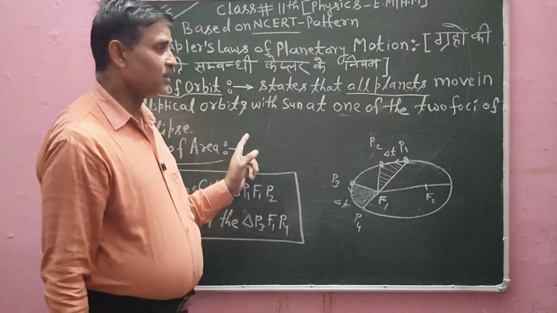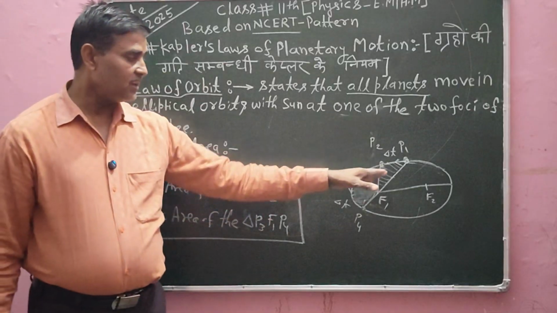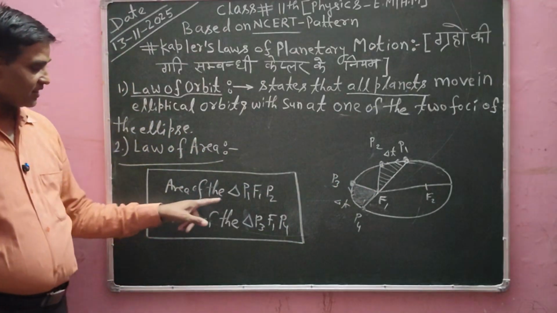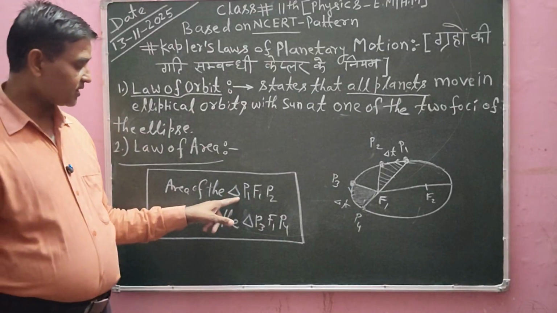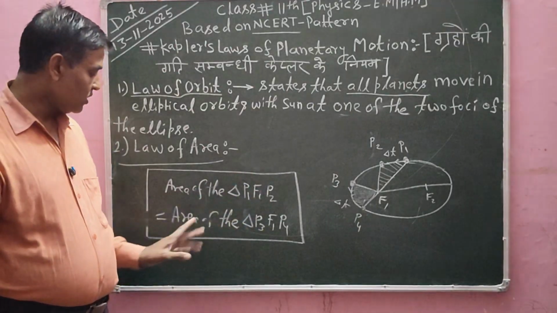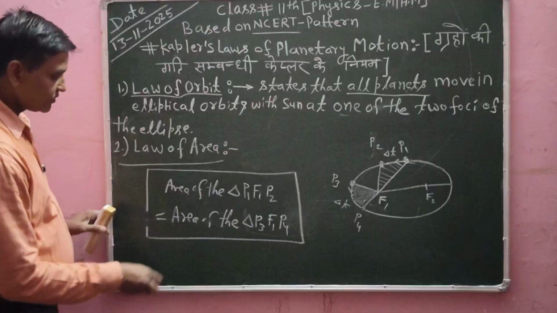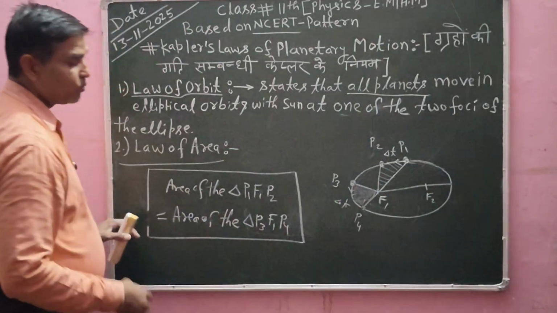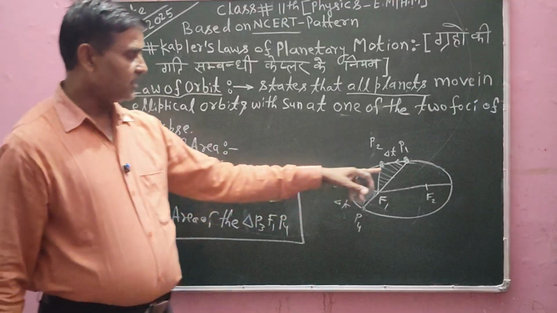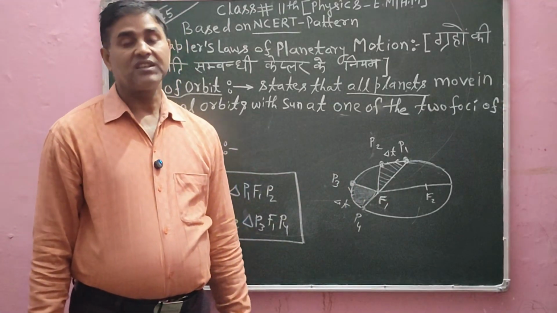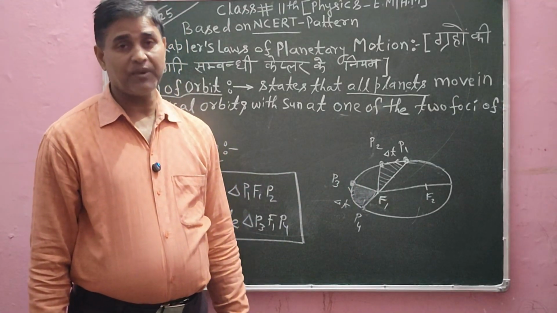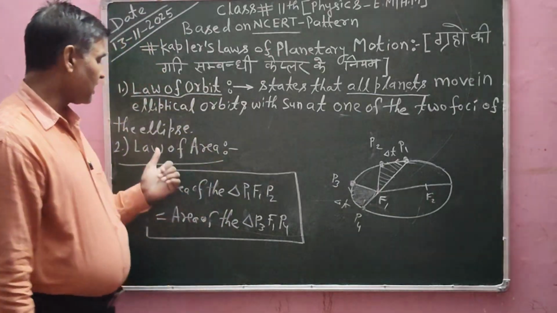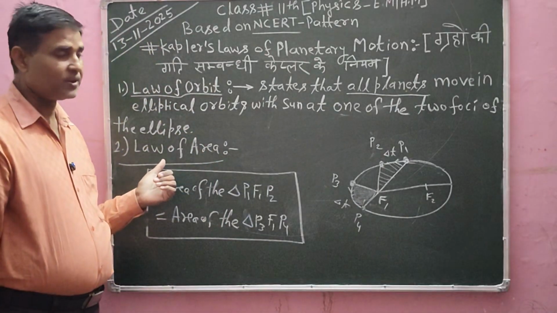So according to Kepler's law, both areas will be the same. So I have written here area of triangle P1 F1 P2 is equal to area of the triangle P3 F1 P4. Both areas will be equal. So this is Kepler's second law. In other words, we can say the law of area. This is the law of area which is given by the scientist Kepler.